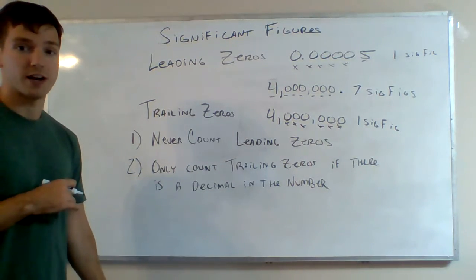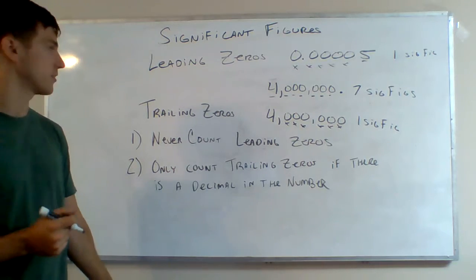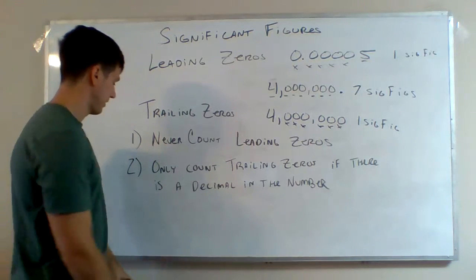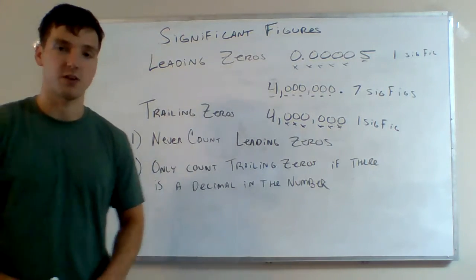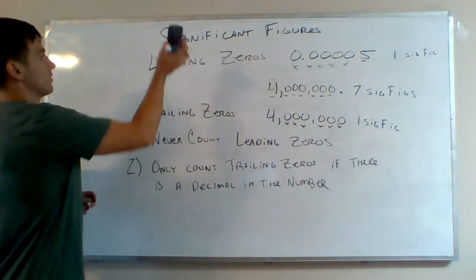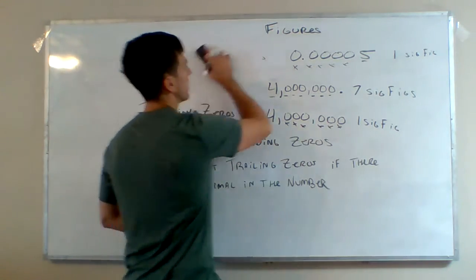Okay? So those are our rules. That's what we're trying to figure out here. So again, one, never count leading zeros, they're worthless. Two, only count trailing zeros if there's a decimal somewhere in the number. Okay? So let's look at this. Let me give you a couple examples.